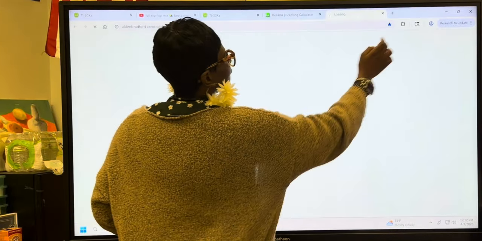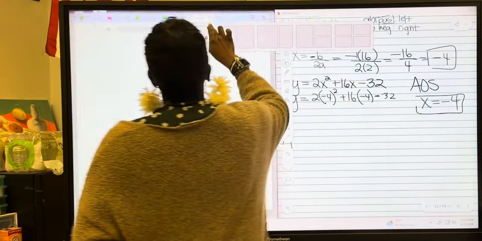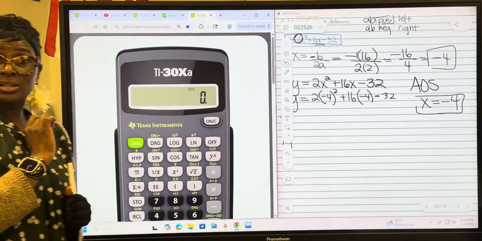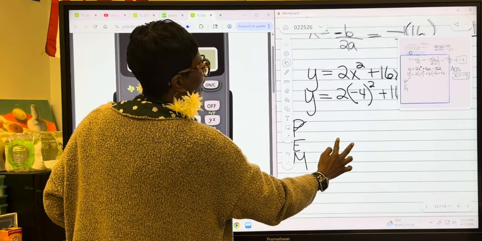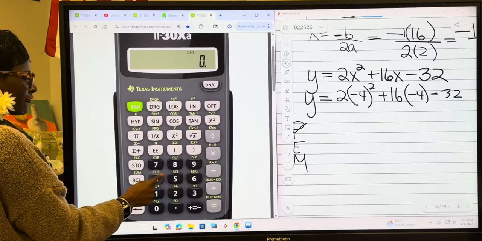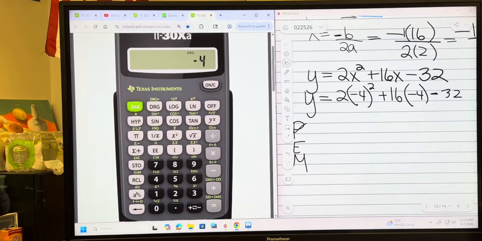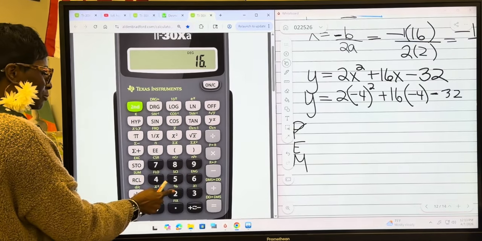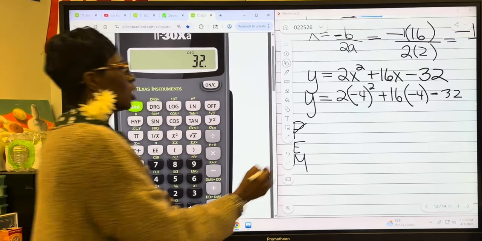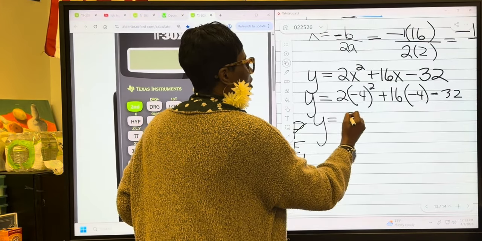How many got all of this thus far? Yes, all of us. Okay, so let's go. What we got? We got -4. So we're going to put 4 plus or minus, and square. Then we hit that square key. And we're going to get what? 16. Now what am I going to do with that? Multiply by 2. Times 2 equals. What do we get? 32. So my next line is going to say y equals 32.